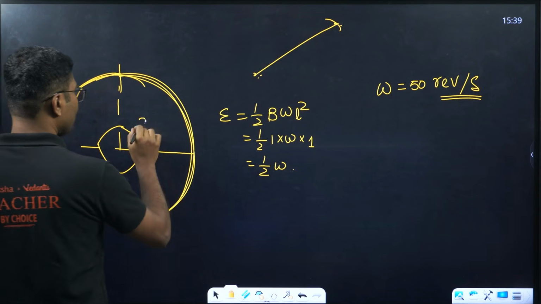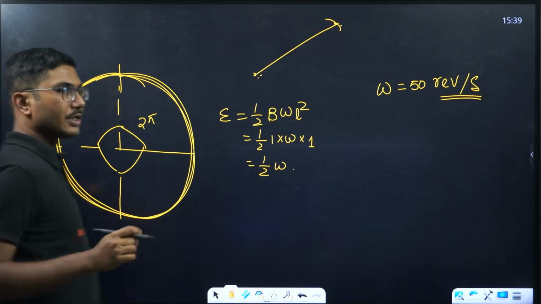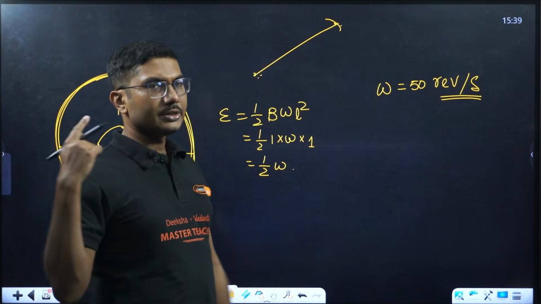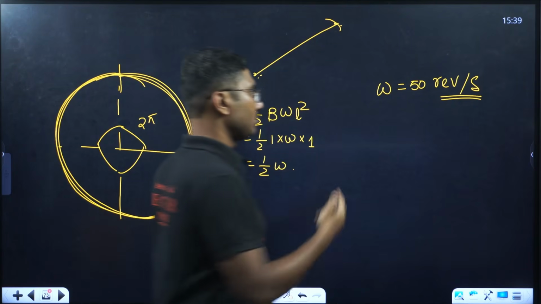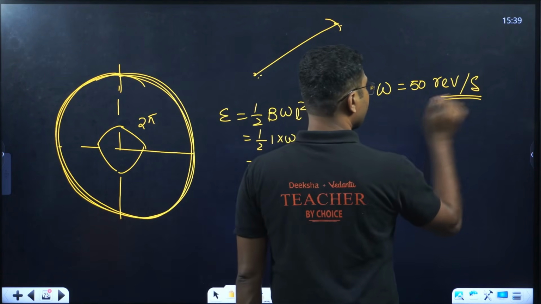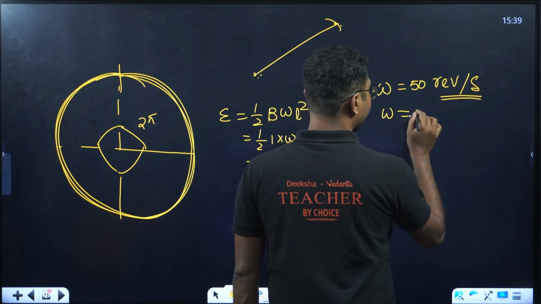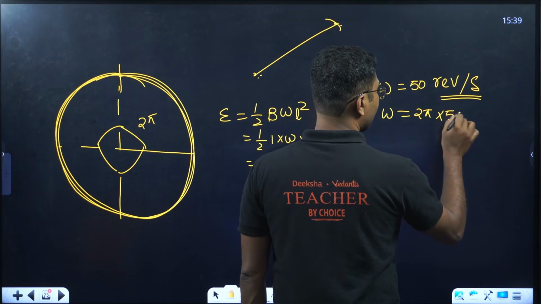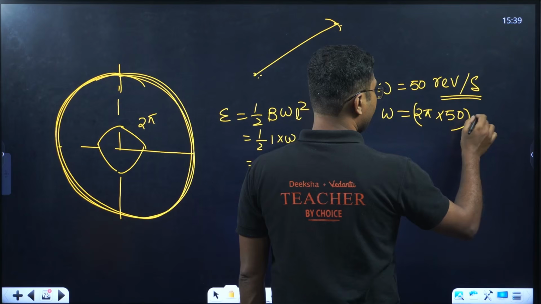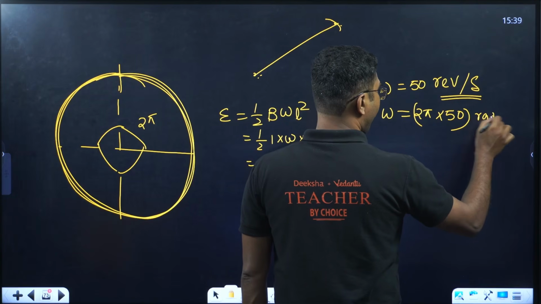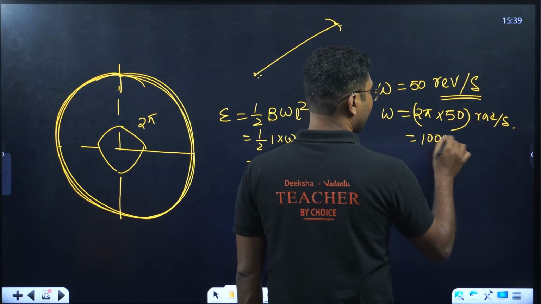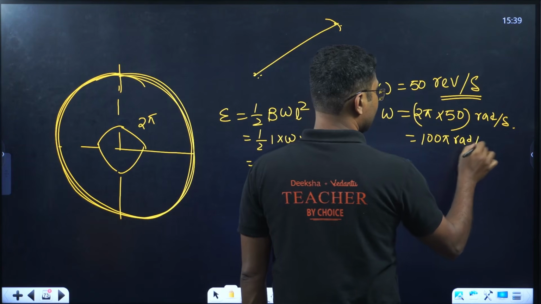So total angle is 2 pi. So 1 rotation is 2 pi radian angular displacement. Okay. So 1 rotation means 2 pi angular displacement. So basically omega, revolution per second, if you want to convert it into radian per second, you just need to multiply with 2 pi. You get 2 pi radian per second, that is 100 pi radian per second.